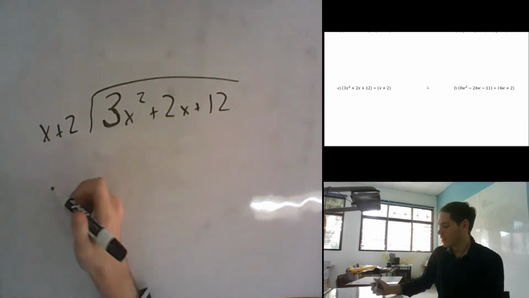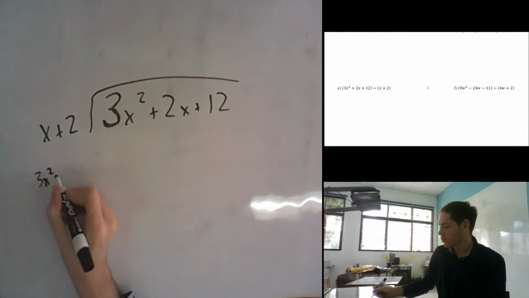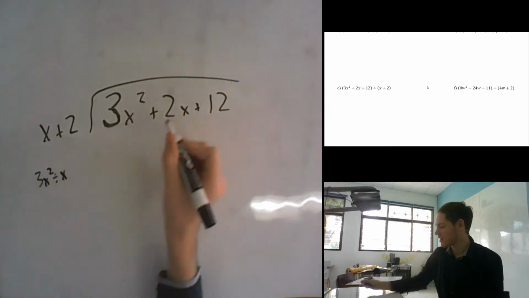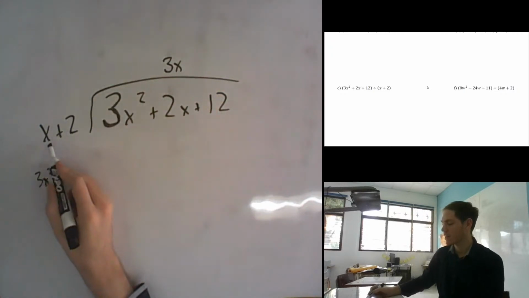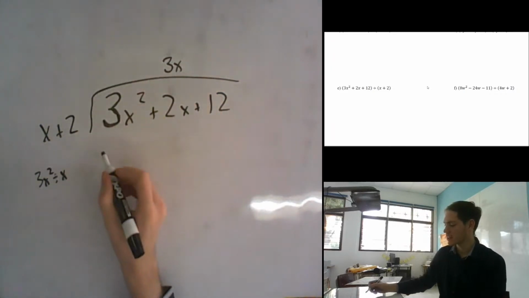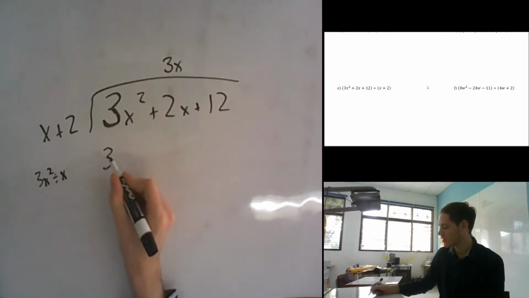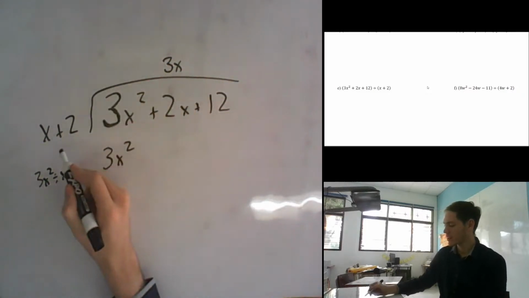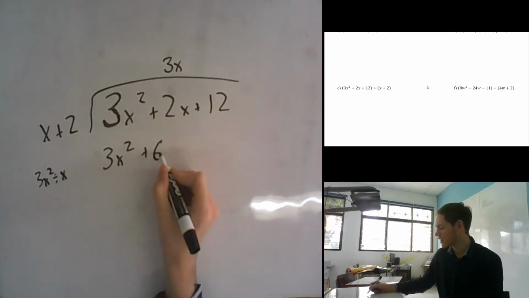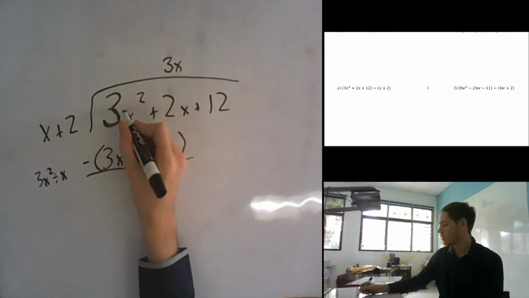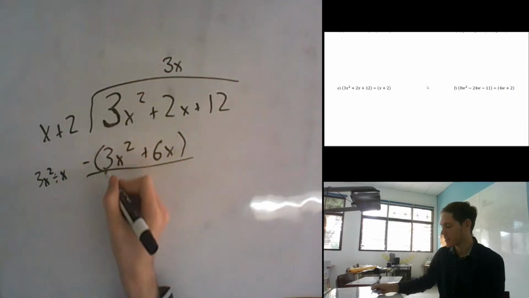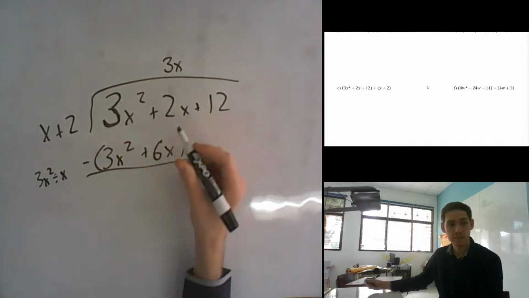Okay. 3x squared, we think. What's 3x squared divided by x? We get 3x. Multiply 3x times x plus 2. 3x times x is 3x squared. 3x times 2 is 6x. Then subtract it. Subtract this by this. Same thing. Cancels.